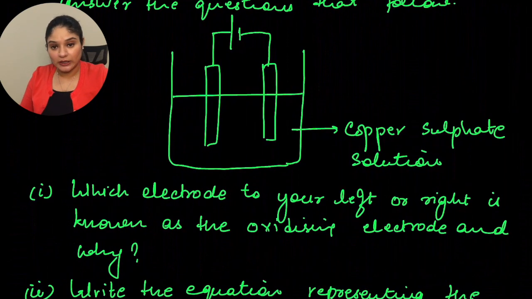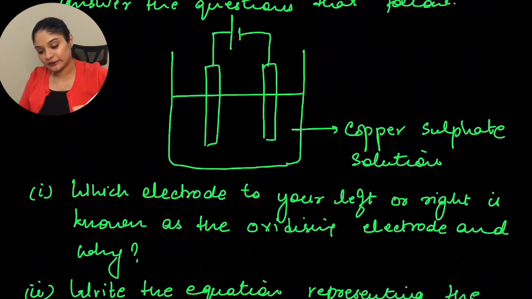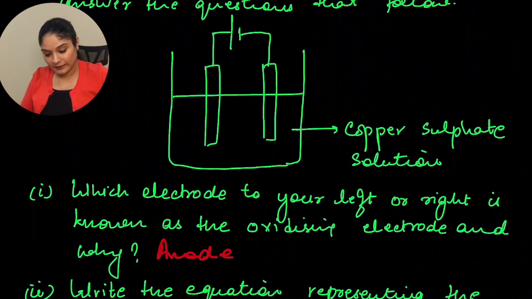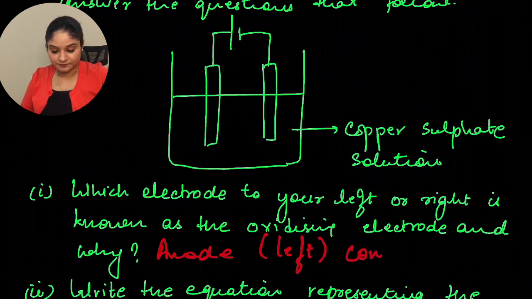So if you look at this, one of them is connected to the positive terminal of the battery and the other one is connected to the negative terminal. The one that is connected to the positive terminal will be your anode, because an anode is the one that gets oxidized during this process. So we are going to mark that. Your answer will be anode, and you'll also mention left. And this is because it loses electrons, therefore gets oxidized.